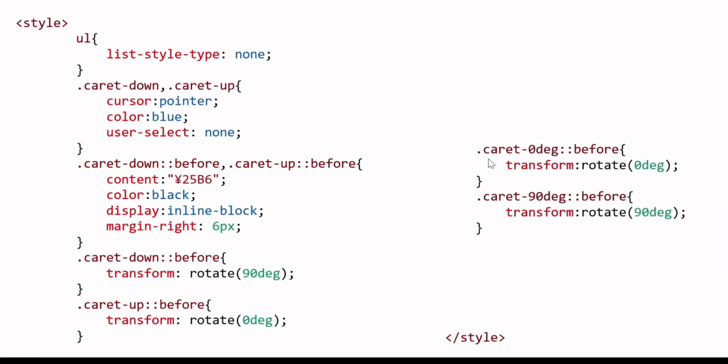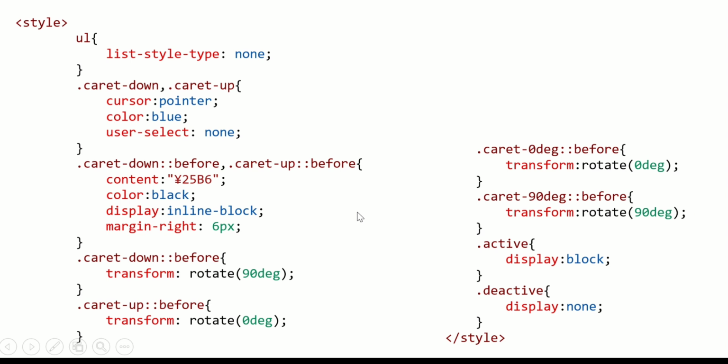And now we have another two class called the caret 0 degree and the caret 90 degree. Both of them try to trigger the direction to rotate the direction. I will show you what that means later. Next we have this active and this deactive class. This class controls the display of the submenu items. The active class set the display to block, while the deactive class set it to none.